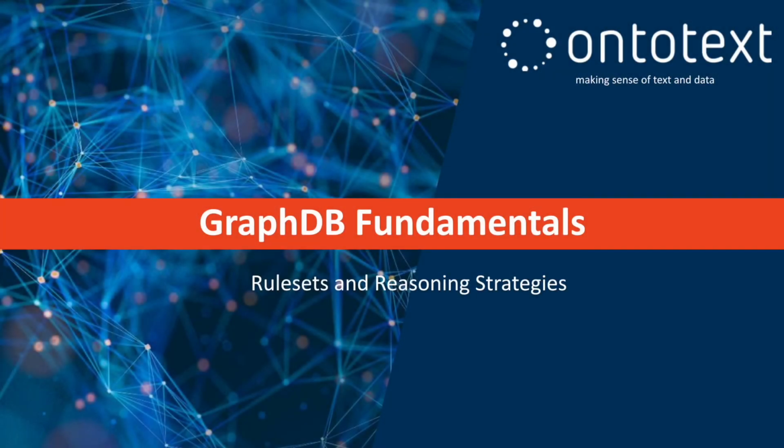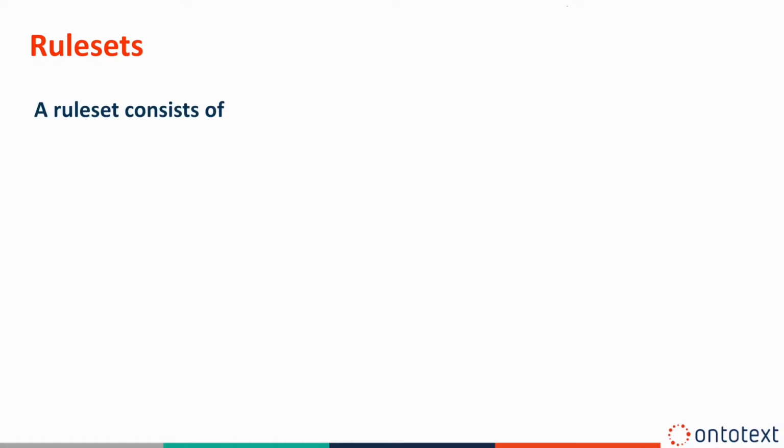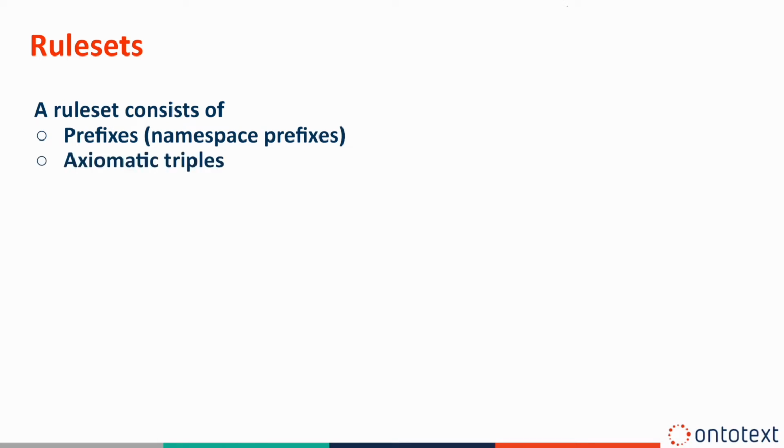In this video, we will give a brief overview of rule sets and reasoning strategies. Let's get started. A rule set consists of prefixes, or namespace prefixes, axiomatic triples, and custom rules.